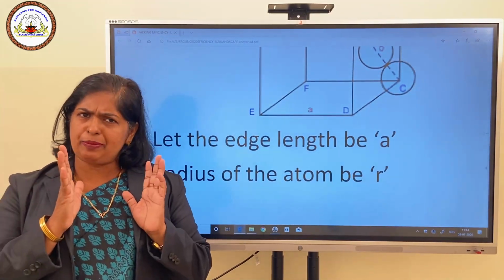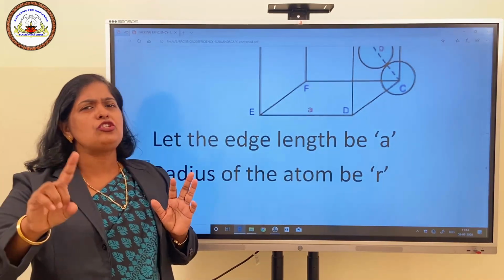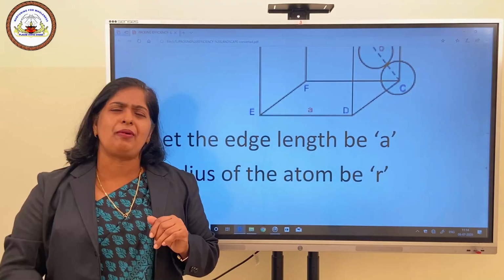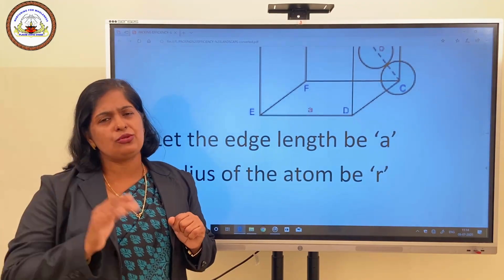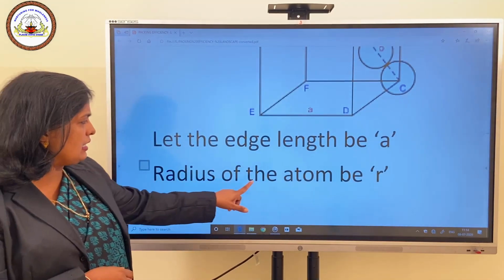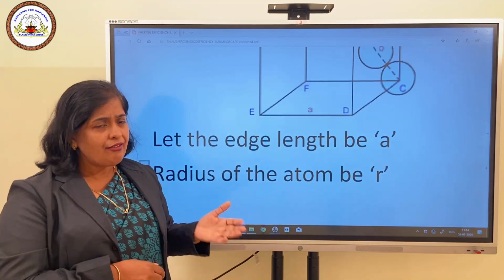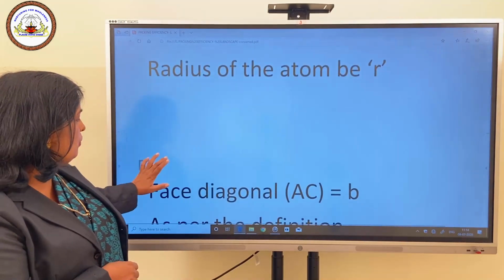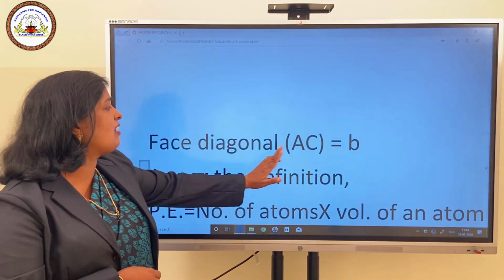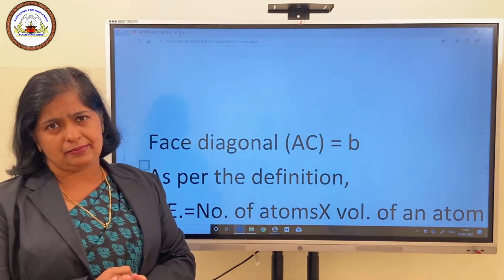So we got an expression for packing efficiency, which is 4 into 4 by 3 pi r cube divided by a cube into 100. And here it is written, radius of the atom be r. That's why we have taken its volume as 4 by 3 pi r cube. Now, the face diagonal they have given me. Why we need these parameters?